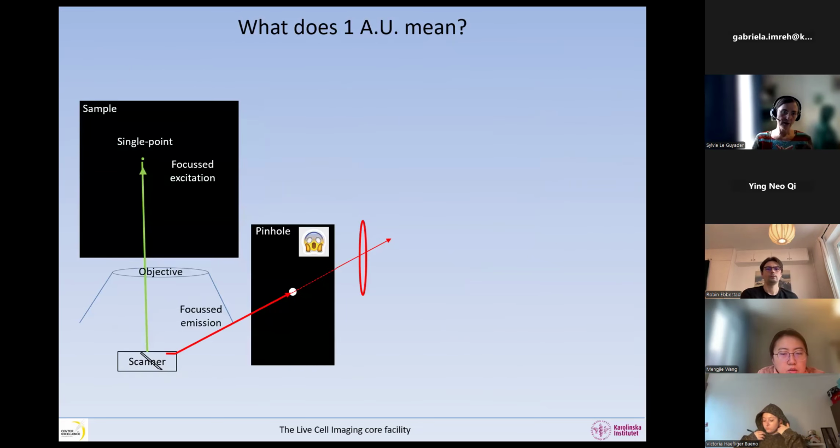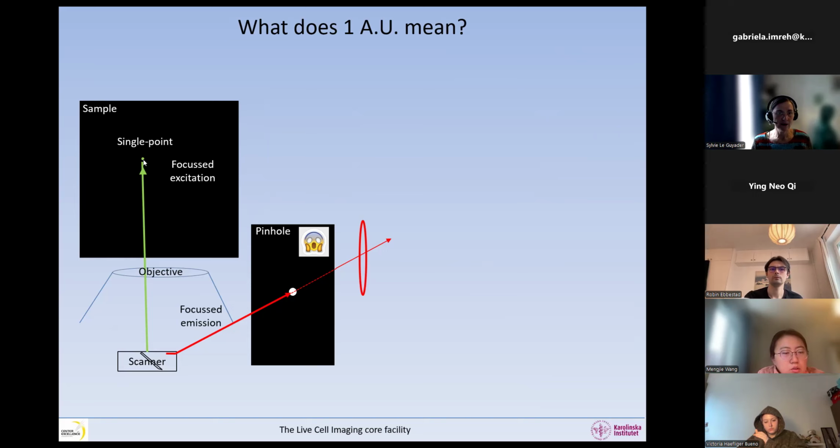So what is this 1 Airy unit? When we use a confocal, we have a pinhole. And when we have a pinhole, we often talk about Airy unit, and it's often 1 Airy unit. So why 1 and why Airy unit? I remind you for a single point confocal, but the principle is the same for multiple confocal. We have 1 spot of excitation. We have a focused excitation. We have a focused emission.